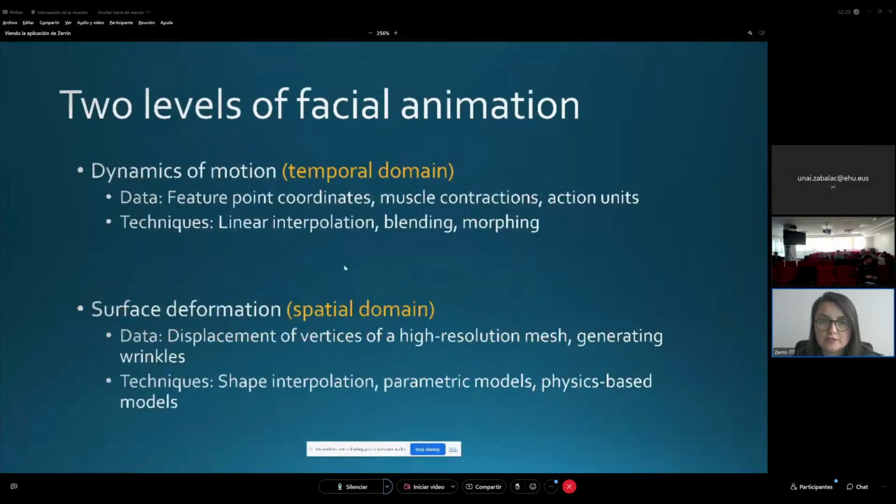There are two levels of facial animation. One is to consider the temporal domain, so the dynamics of the motion, how the feature points or muscle contractions are happening. The techniques are blending, morphing, and linear interpolation. The other level is the spatial domain, so how all the vertices on the face will deform the surface of the face. This is the displacement of vertices for a high-resolution mesh. You can also think of wrinkles and things like that. And here you can apply shape interpolation, some parametric models, or physics-based animation.